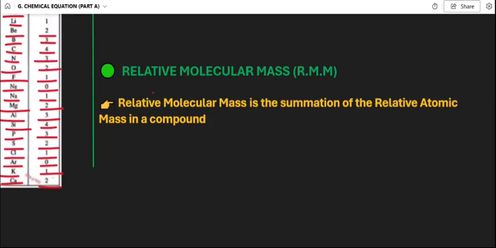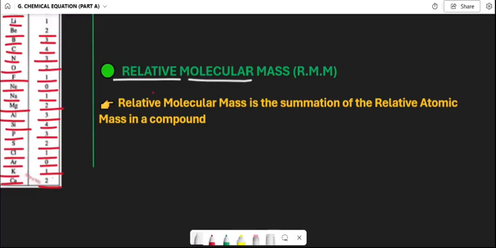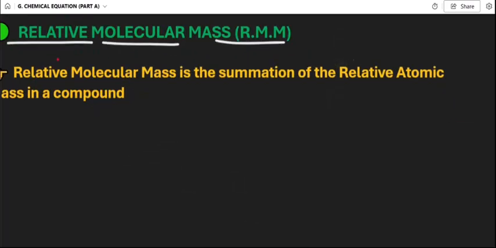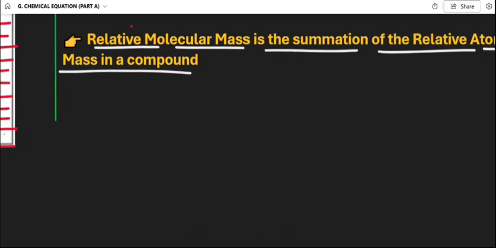So the next thing we are going to consider is what we call relative molecular mass, which is referred to as the RMM. What is the relative molecular mass? The relative molecular mass is the summation of the relative atomic masses in a compound. Okay, what does that mean?